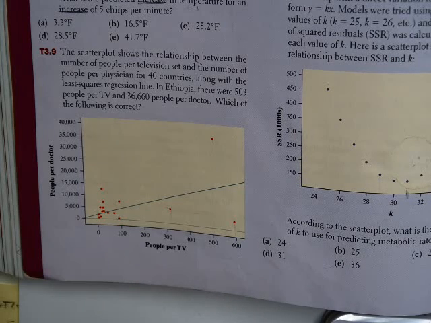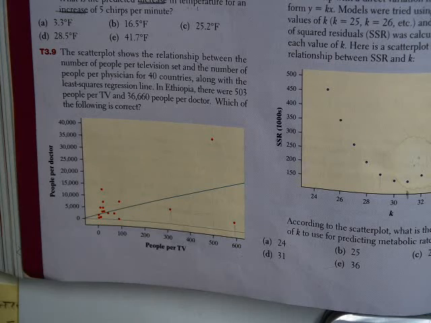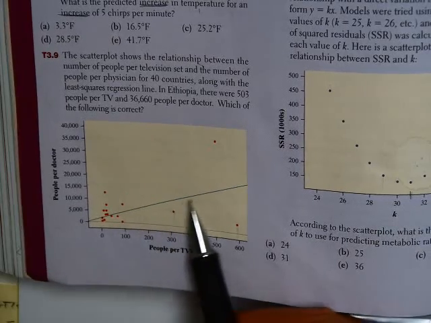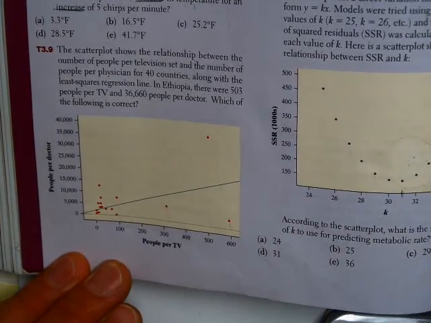It says increasing the number of TVs in a country will attract more doctors. Correlation does not suggest causation, so I think that one is out. The slope of the least squares regression line is less than 1. Well, that's not true because we have a positive slope here of the least squares regression line, so it's definitely not less than 1.